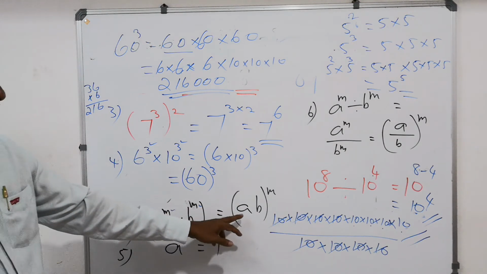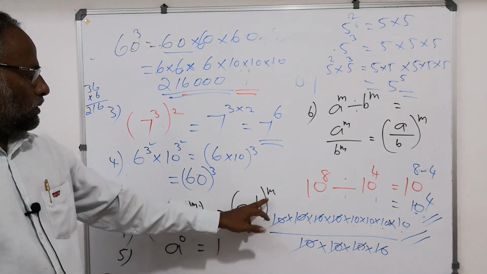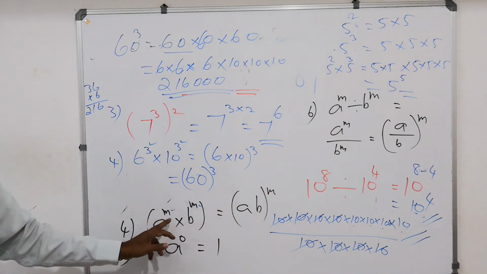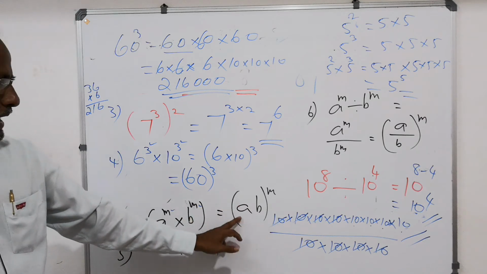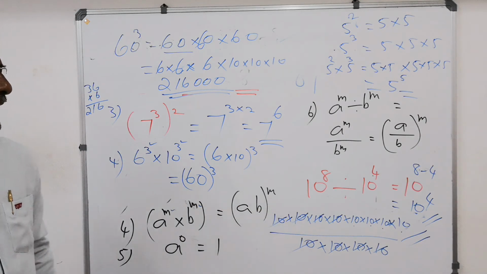Now I think it is also clear. A raised to m into B raised to m is equal to AB to the power of m. Okay, I think it is clear.